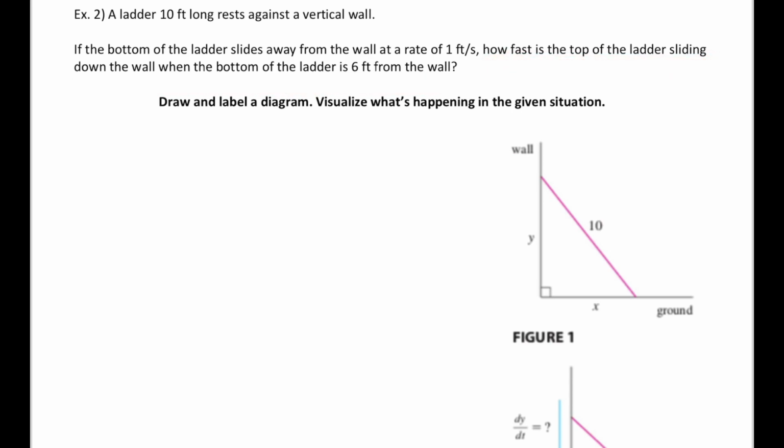feet from the wall? So we are given dx/dt. It's 1 foot per second. So horizontally, that x is increasing by 1 foot per second. We want to find dy/dt. So I need to look at the situation and what's going to connect everything there. Well, that's a wall, that's a ladder, that's a right triangle. So we know that we have x squared plus y squared equals 10 squared.